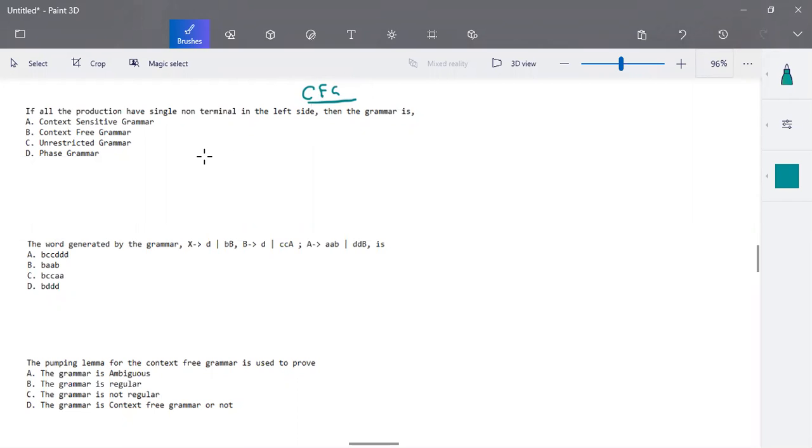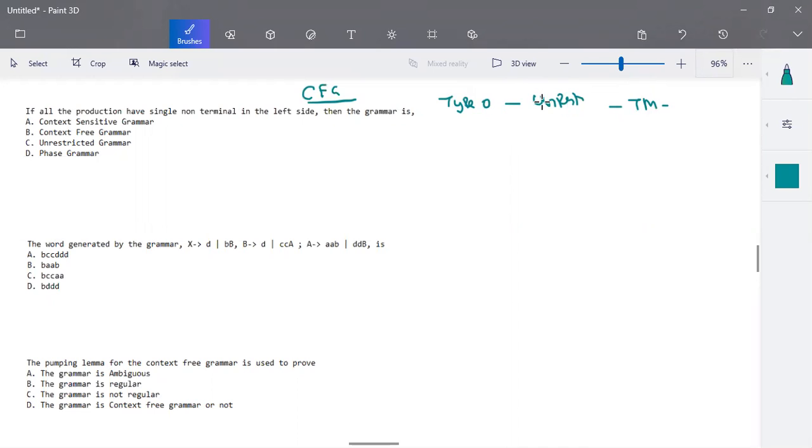Okay, so here the first question is, if all the productions have a single non-terminal on the left side, then the grammar is. So first we should know what the different types of grammar available are, then only we can go for this example. Okay, so first we have unrestricted grammar, 4 types of grammar. The first one is type 0, and this is unrestricted. So there is no restriction. It is accepted by Turing machine. So you can have any questions in it.